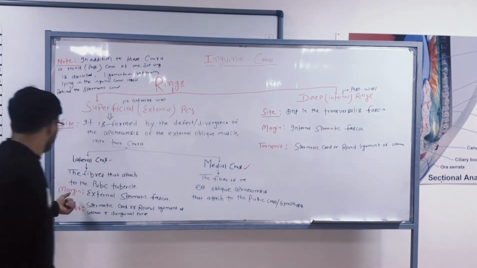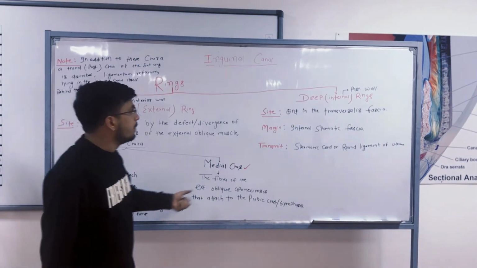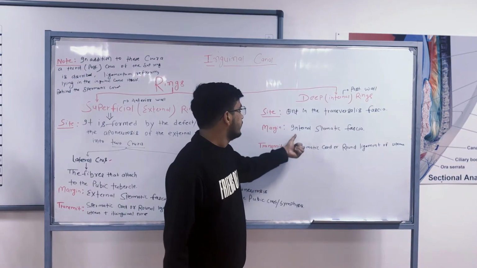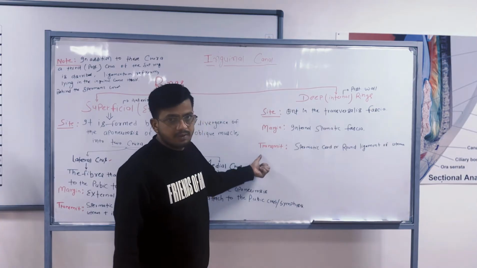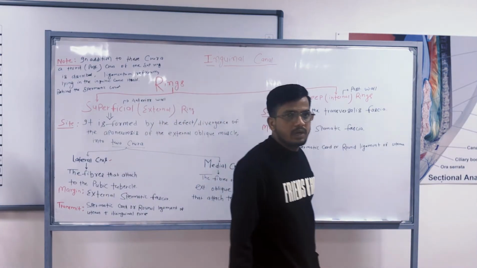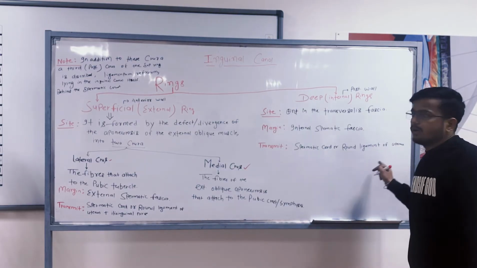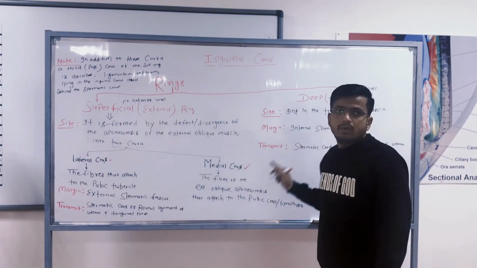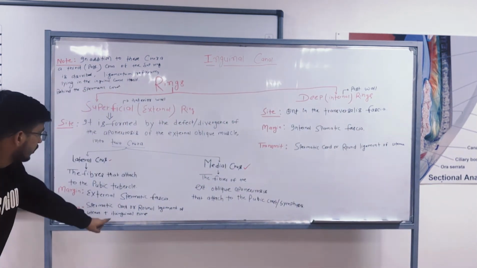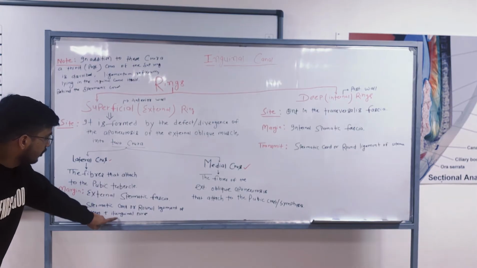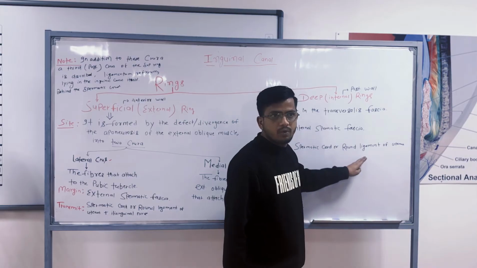So the superficial inguinal ring gives the external spermatic fascia, and the deep inguinal ring gives the internal spermatic fascia. Then we have the transmit, meaning which structures pass through the deep inguinal ring. We have two structures, the spermatic cord or round ligament of the uterus, that pass through the deep inguinal ring. But in the superficial inguinal ring we have one additional structure, the ilioinguinal nerve. Here we have only two: the spermatic cord or round ligament of the uterus.